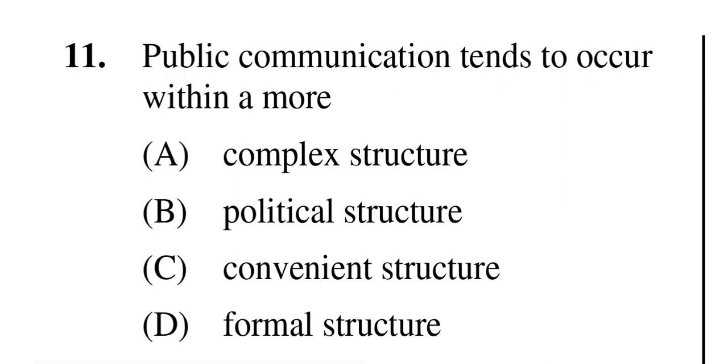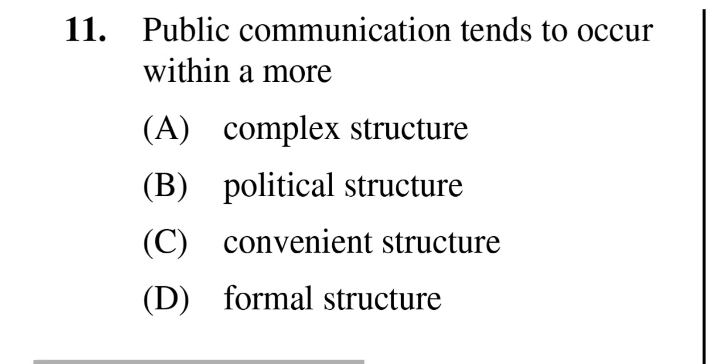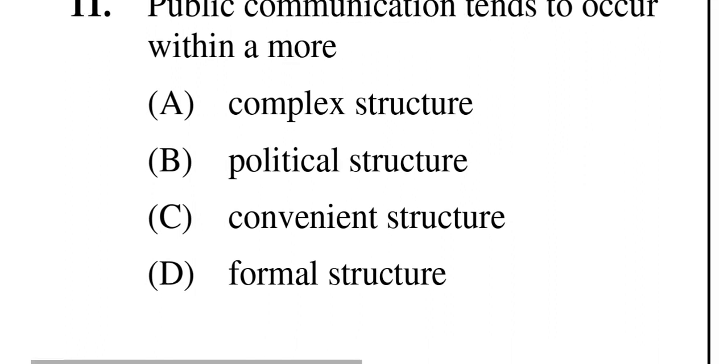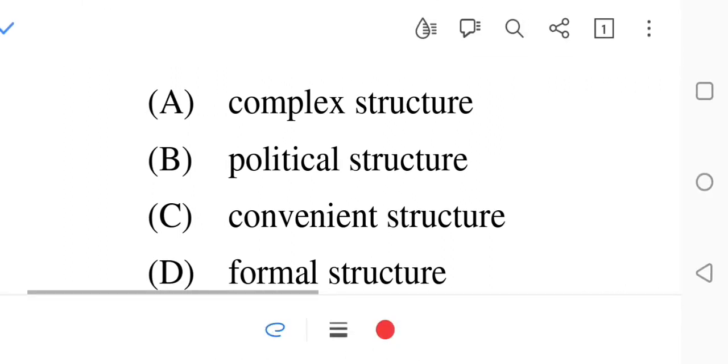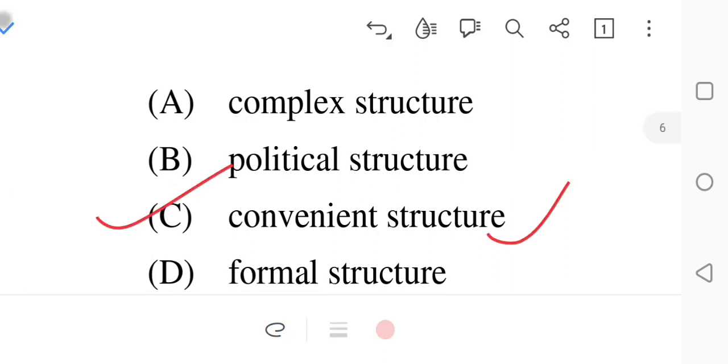Now let's resume. Public communication tends to occur within a more complex structure, political structure, convenient structure, formal structure. 11. Correct answer will be public communication tends to occur within a more convenient structure. Convenient structure, it is correct.